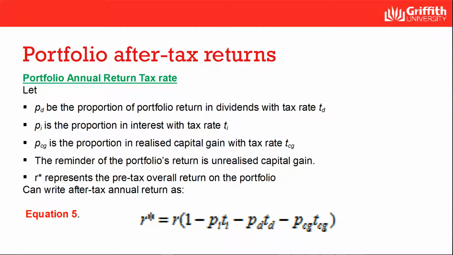The remainder of an investment's return is unrealized capital gain, the tax on which is deferred until ultimately recognized at the end of the investment horizon. And we can write the after-tax annual return as R star equals R times 1 minus the proportion and tax rate of interest, minus the proportion and tax rate of dividends, minus the proportion and tax rate of capital gains.